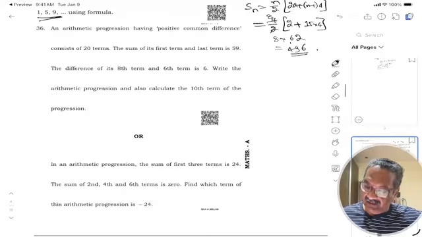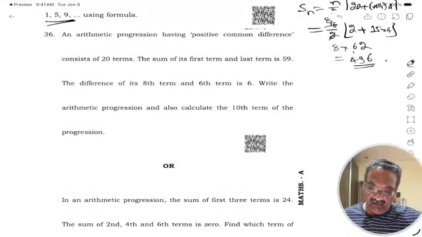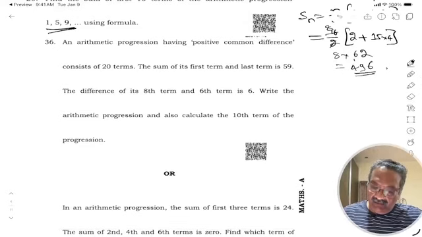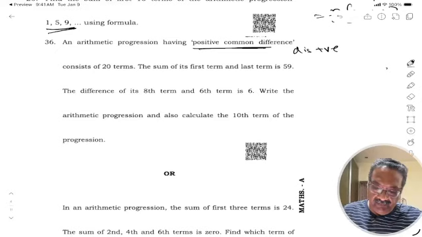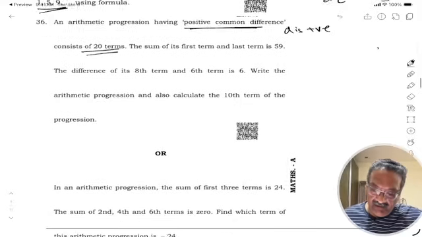Similarly, let's add a page to this. We have our question. An arithmetic progression having positive common difference. Okay, there is the D is positive. This means positive common difference means D is positive. Consists of 20 terms. So N is 20. We have N as 20.